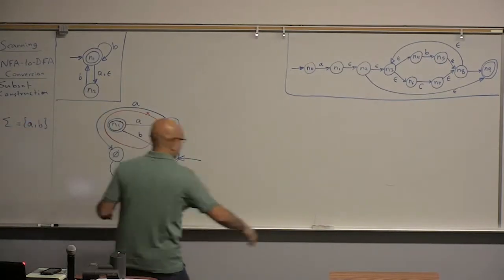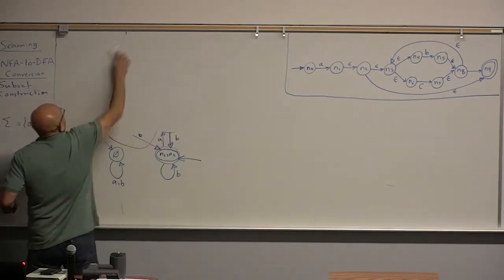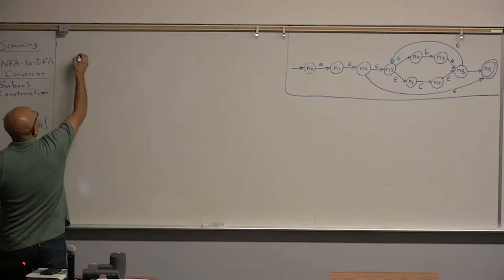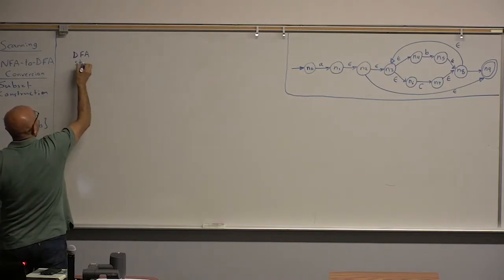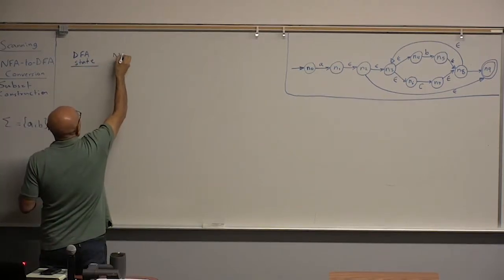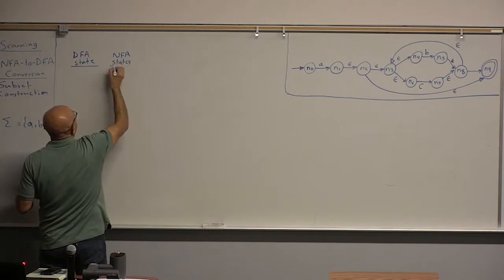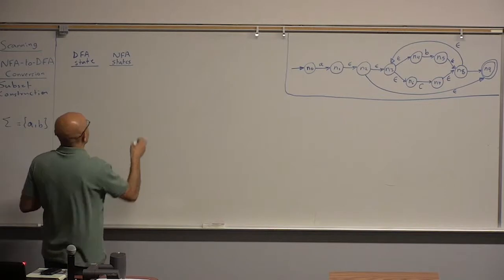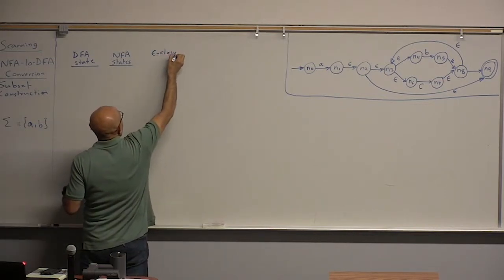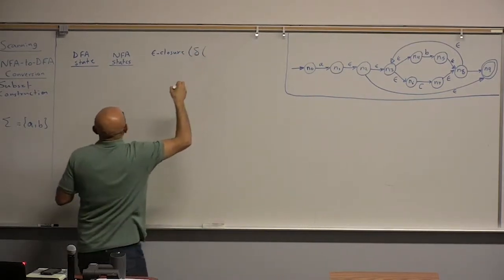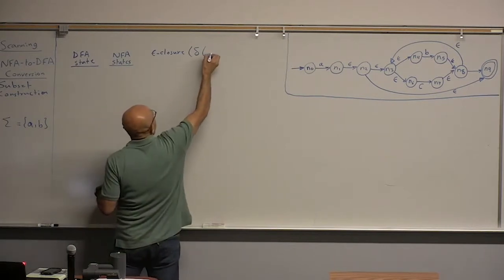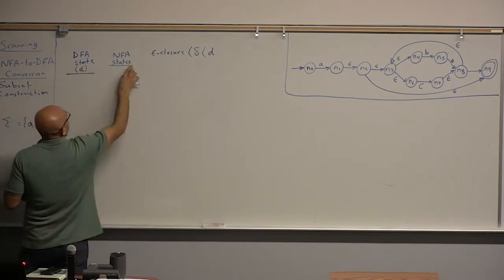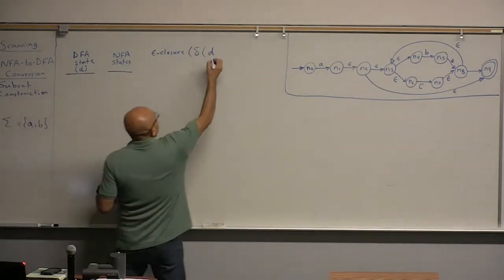So let's, we are done with this. So we will have this table. This has the DFA state, and these are the corresponding NFA states. And then we'll have the epsilon closure of the delta transition. So we're going to say the epsilon closure of delta of D, where D is the DFA state, and X.